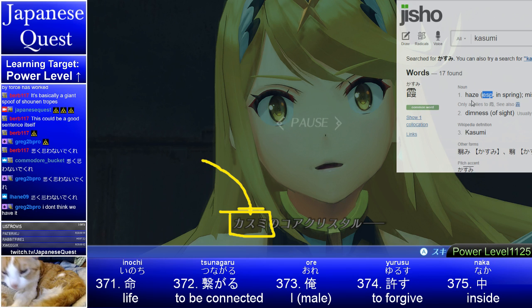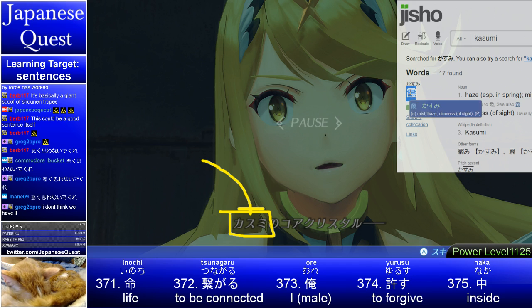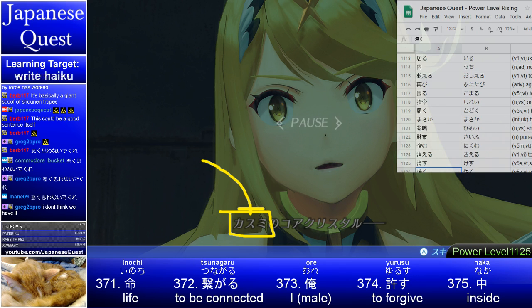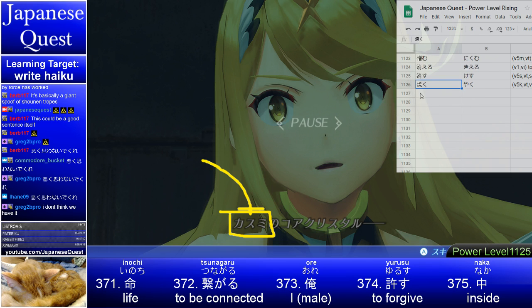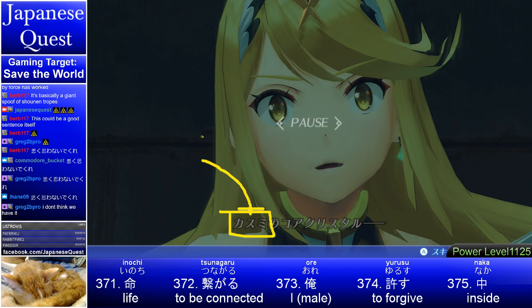We don't have it? Nice. I kind of thought we might not. So let's add that to our power level. We probably have fog. Kiri, fog. Kasumi, mist. Nice. So this is when knowing a name can help you learn a word.